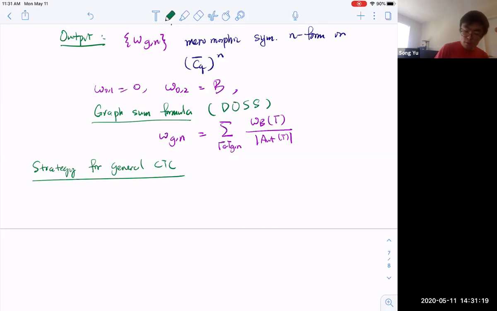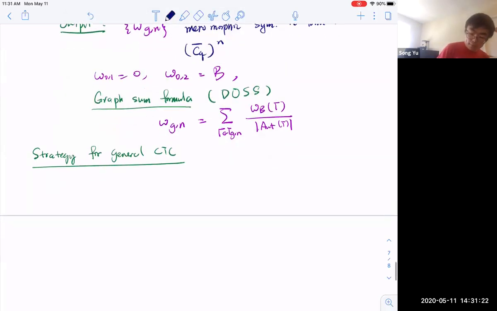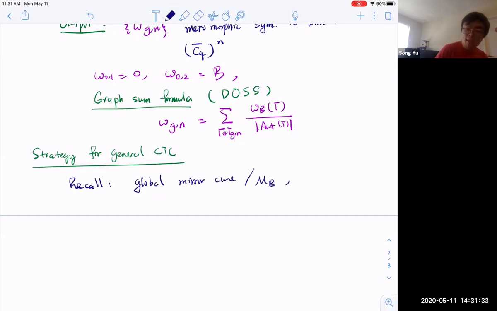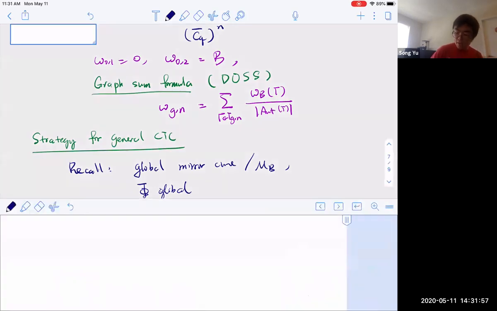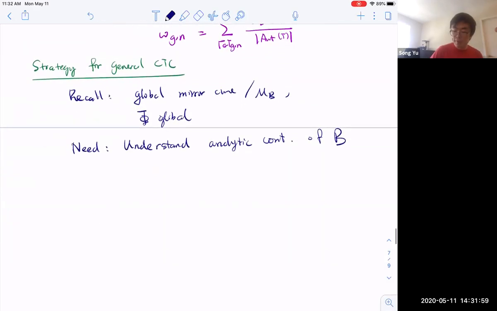So our strategy: recall that our construction earlier gives us a global mirror curve over the B model moduli, and also a global Liouville form phi. So what we really need is to understand the analytic continuation of the Bergman kernel B, because the entire topological recursion data is now based on this Bergman kernel.